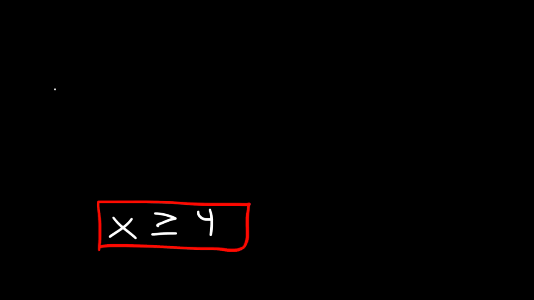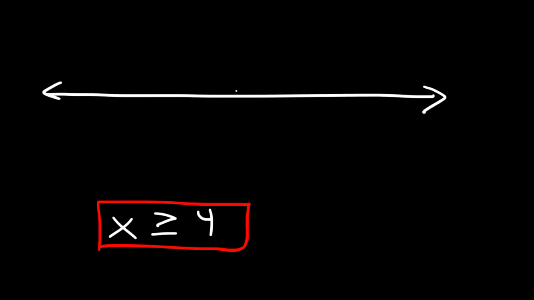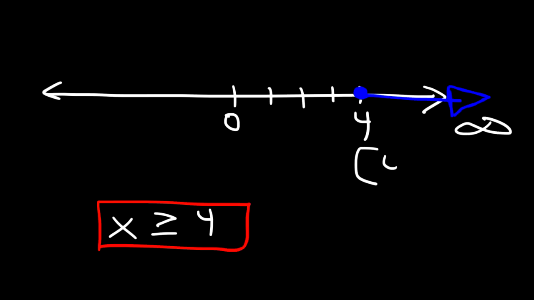And so to graph the inequality, it's going to look like this. So we're going to have a closed circle shaded to the right. And to represent that in interval notation, it's 4 to infinity.